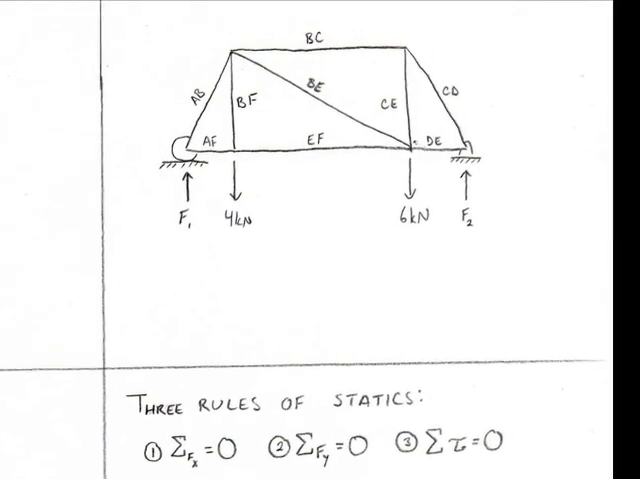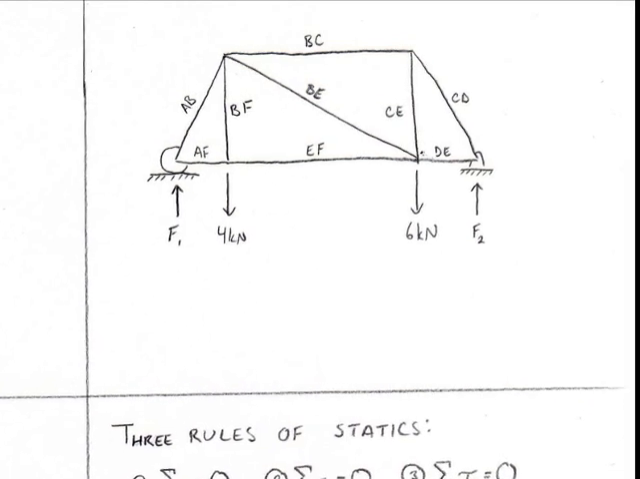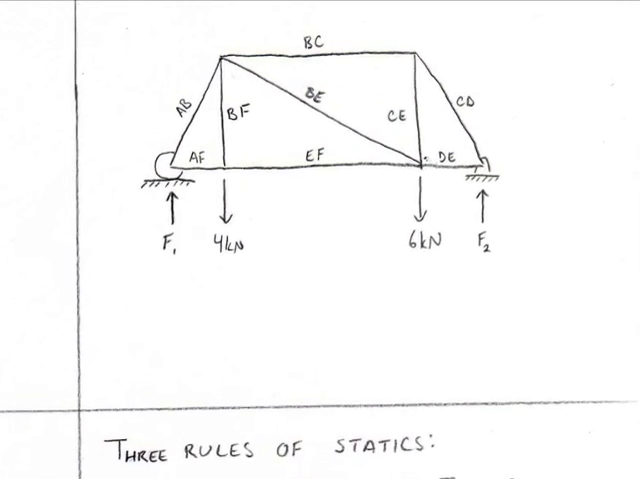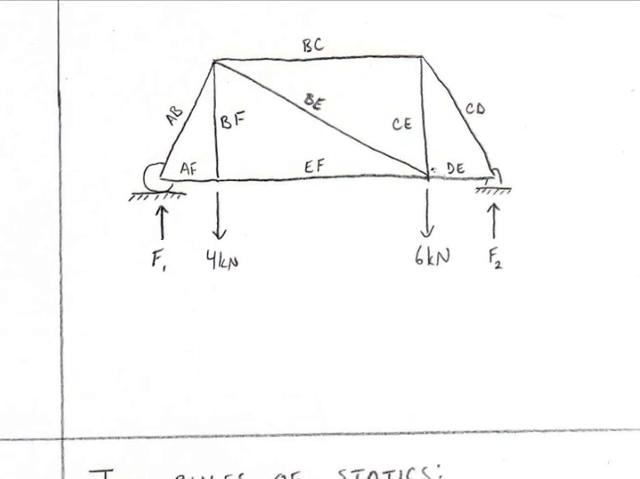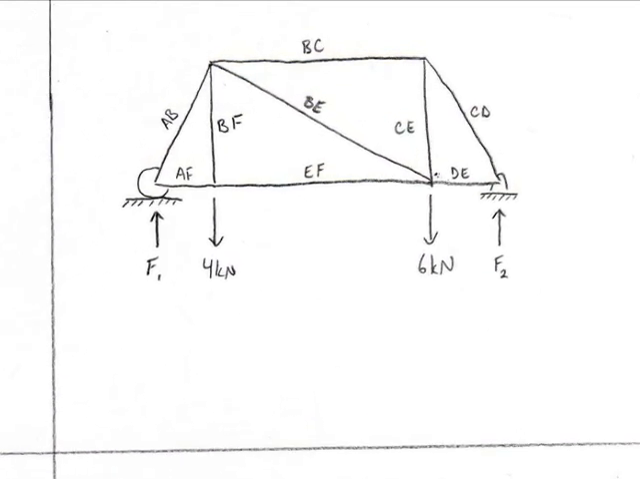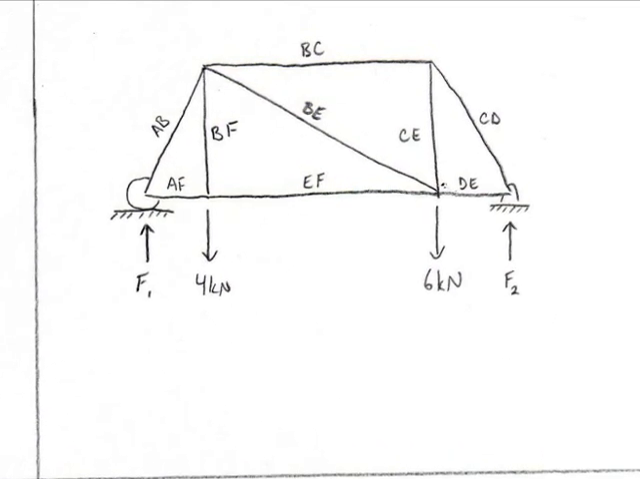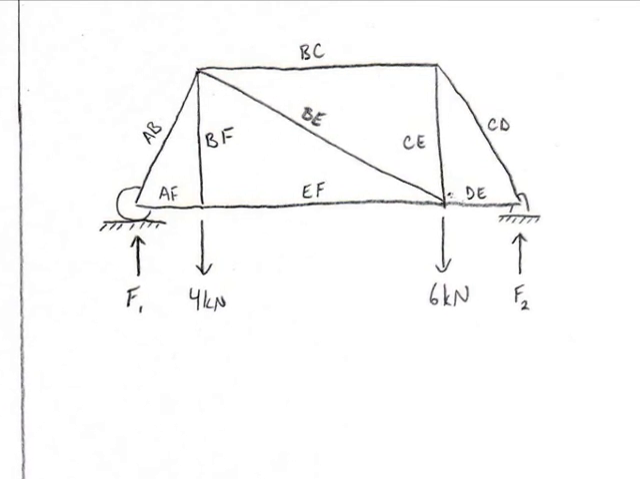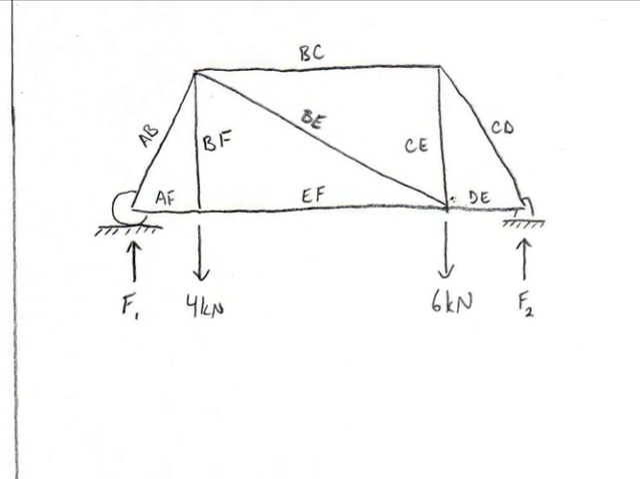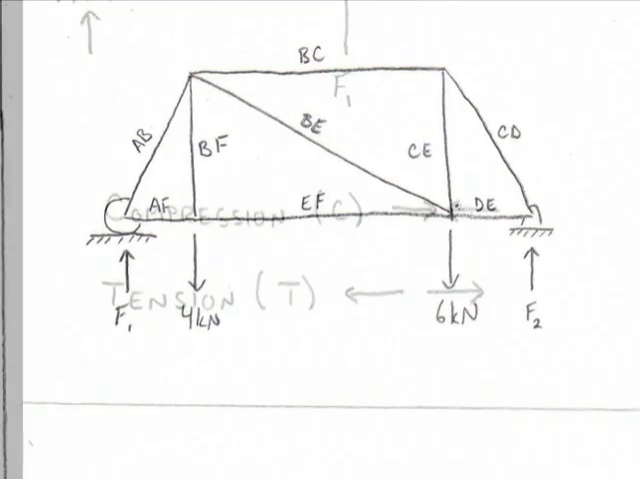Before we start, it's important to establish how to label all the trusses. Between each two joints, we label the member with the corresponding joints. For example, between joints A and B is the member AB, while between joints B and C is the member BC. Also, while the bridge is being pulled down by the 4 kilonewton load and the 6 kilonewton load, it is also being pushed up at joint A and joint D by the ground.